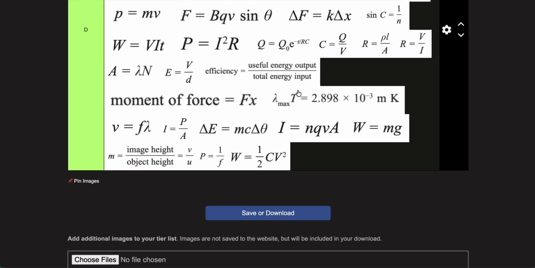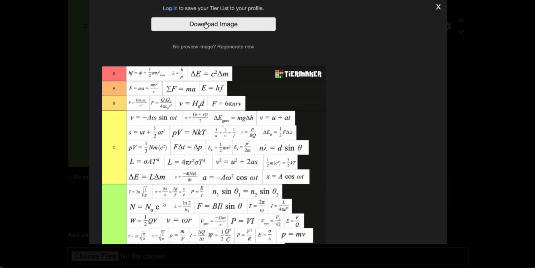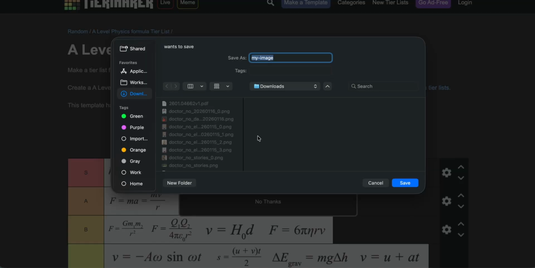We'll see. By the way, can I save this? Save or download? Yes, I can. Let's do download image.